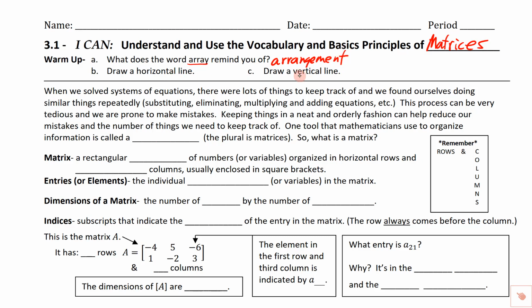And then a couple of easy things, or they really need to be easy. People confuse these all the time, so make sure you don't. Draw a horizontal line like the horizon, perfectly flat, and a vertical line, of course, would be up and down. People get those confused, so please don't.